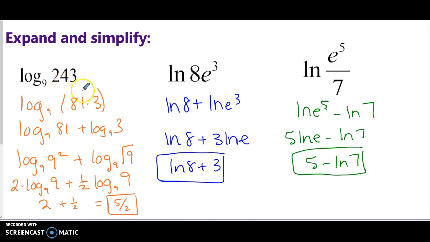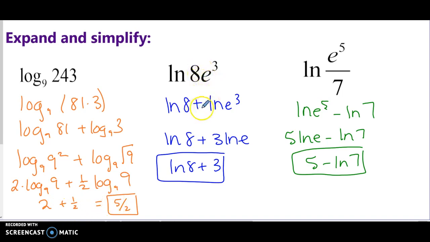So 243 is 81 times 3, which I can rewrite 81 as 9 squared. I can rewrite 3 as the square root of 9. If I bring those exponents in front, I know that the log base 9 of 9 is 1, so I get 2 plus a half, which is 5 halves.